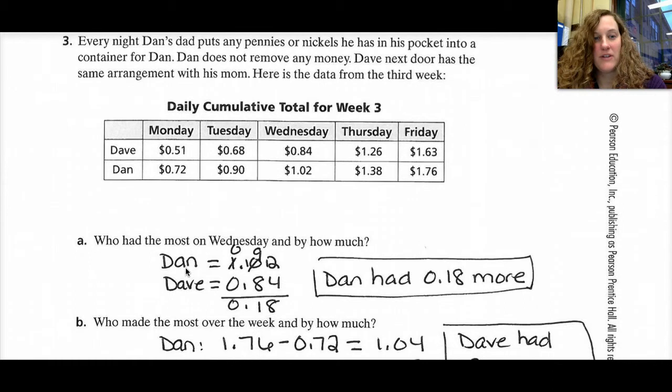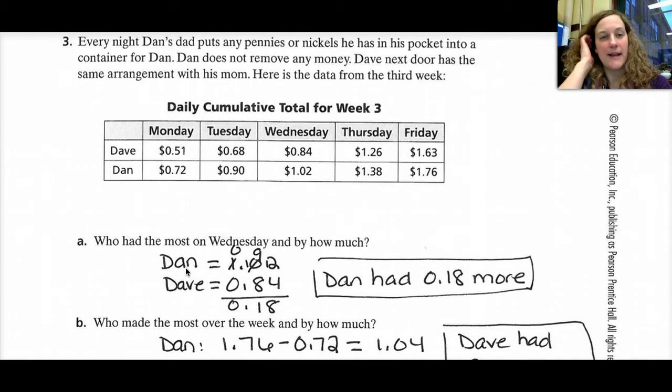All right, question 3. Every night, Dan's dad puts any pennies or nickels he has in his pocket into a container for Dan. Dan does not remove any money. Dave next door has the same arrangement with his mom. Here's the data from the 3rd week. The tricky one with this, when I saw students working on it, is they didn't realize it's cumulative total. Cumulative meaning it's added up every week.